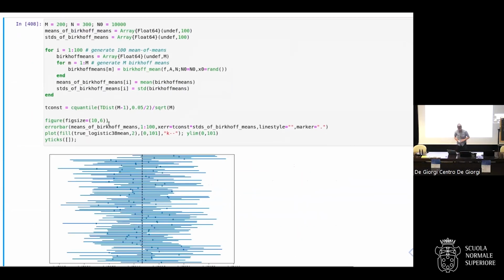If we do this, we see that yes, we can actually approximate the true average of a logistic map. For example, that's a bit of a pain to get with transfer operator methods. We can get this probabilistically with very high accuracy.